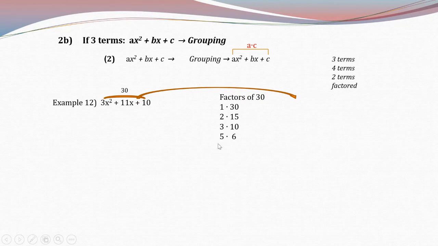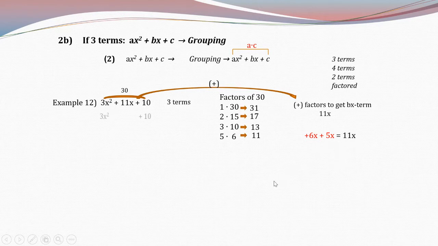And this means, right, that we're going to add the factors to get the bx term. And we want to get 11x here. So 1 plus 30 is 31. 2 plus 15 is 17. 3 plus 10 is 13. And 5 plus 6 is 11. So this is my match. Positive 6x plus 5x will give us 11x. So these are my match. Right? So I'm going to plug that in for the 11x.